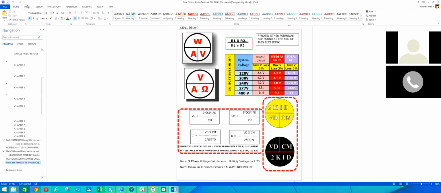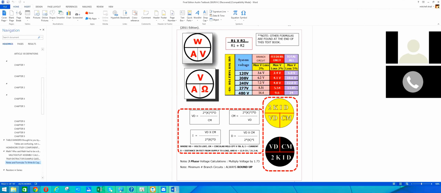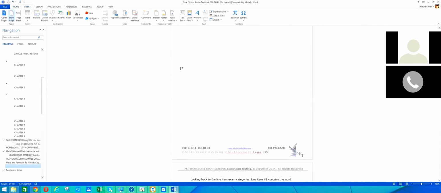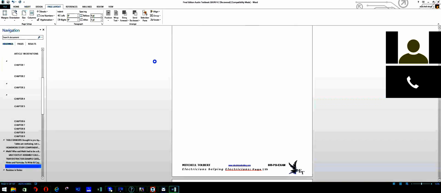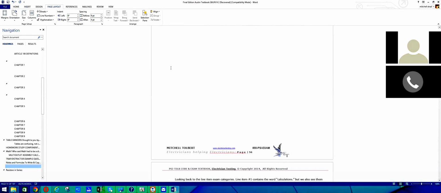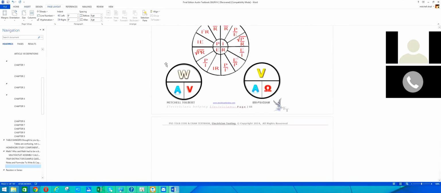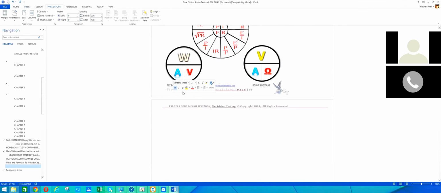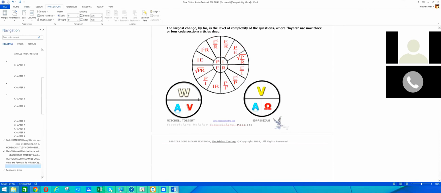Okay. Let's see. Insert a blank page. And then I'm going to do page layout. I'd like to do it on orientation landscape. And let me get this set up real quick. All right. Now that gives me a blank page. There we go. All right.